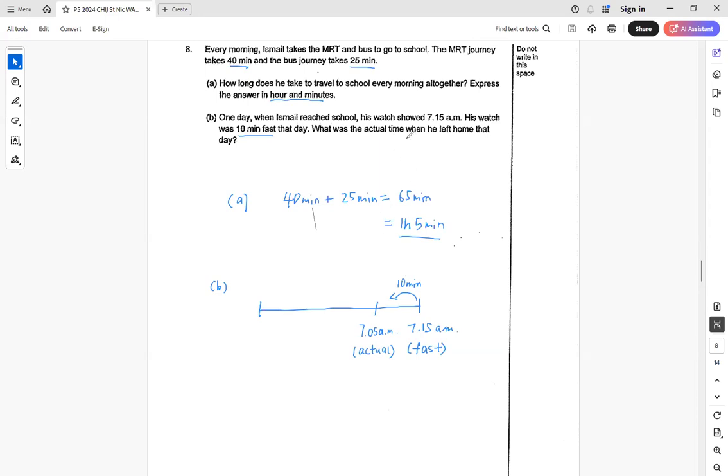And then we want to find the actual time he left home. So remember in part A, we found out that his total journey took 1 hour, 5 minutes. So we have to work backwards another 1 hour, 5 minutes to find out the time that he left home. So let's go back 5 minutes first. So 7:05, you go back 5 minutes, it will be 7 a.m.